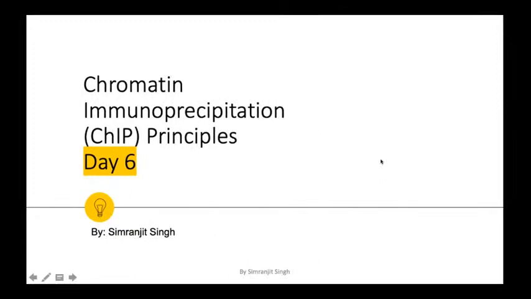So basically, this is done to check the interaction of DNA and protein, how your DNA and protein are interacting within your cell, and where they're interacting, how the interaction is done. To do so, we do this ChIP assay.